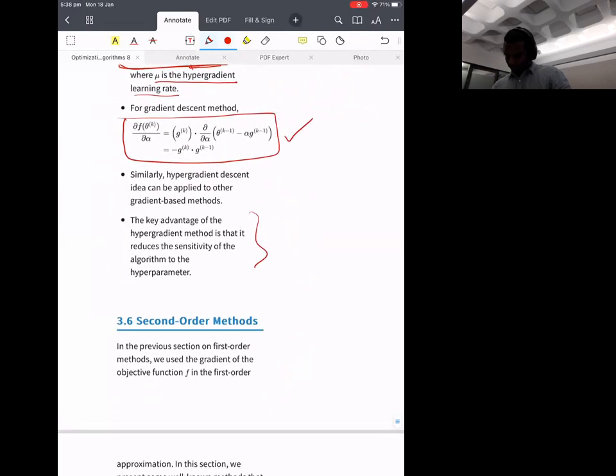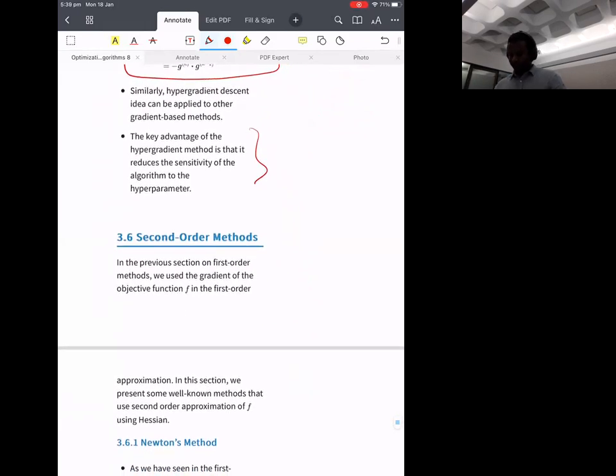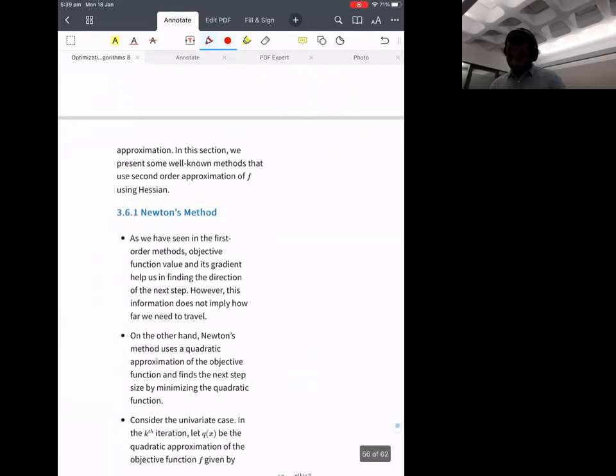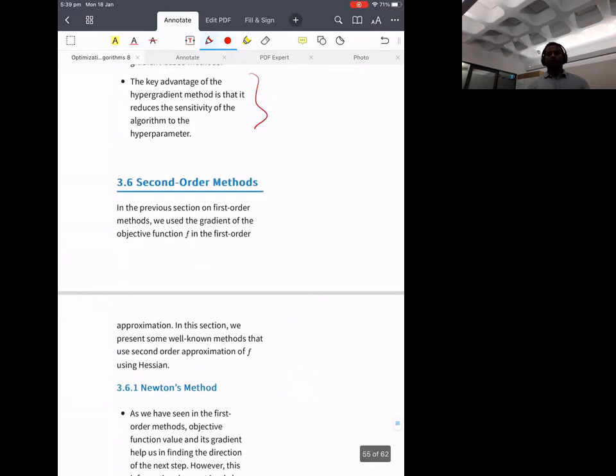Next class, we will spend most of the time on second order methods. Let's see how much time we have. We have 10 minutes. Can someone tell me why in neural networks we mostly use first order methods compared with second order methods, and what is the reason behind it? That's a good answer, Rohan. Why is this the case?